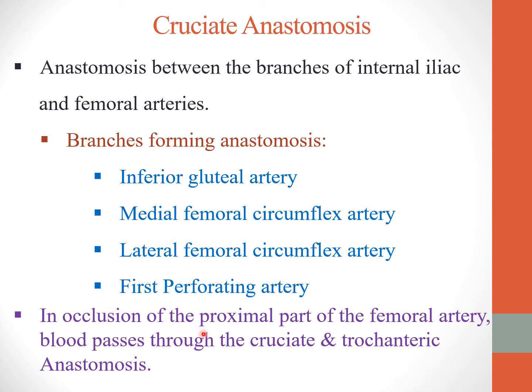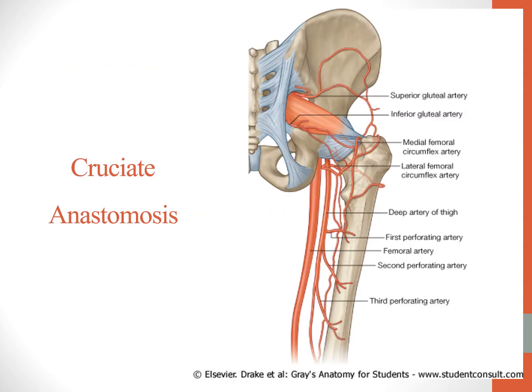So in occlusion of the proximal part of the femoral artery, blood passes through the cruciate and trochanteric anastomosis to provide collateral circulation to this area. Here you can see first perforating, lateral circumflex femoral and medial circumflex femoral and inferior gluteal. So this anastomosis is taking place between the femoral artery branches and internal iliac artery branches, and we name it as cruciate anastomosis.